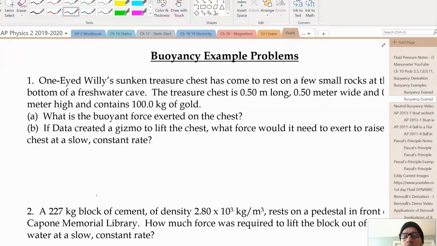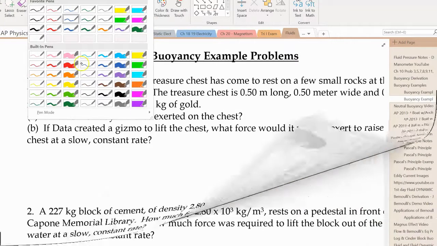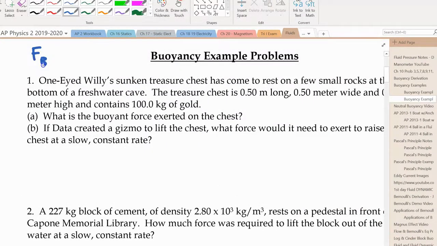Alright, so we're looking at buoyancy examples. Just to remind you, the other day we were looking at formulas. Remember, buoyancy is equal to rho g times the volume of fluid displaced.